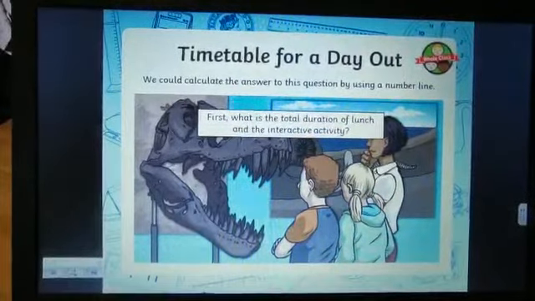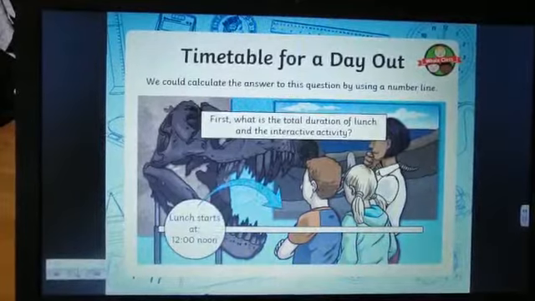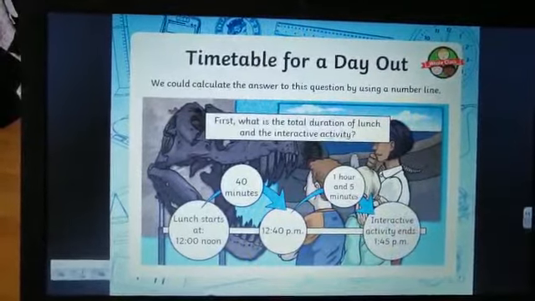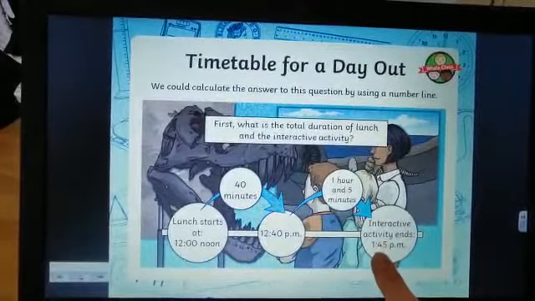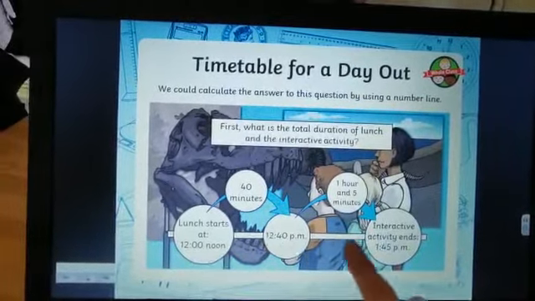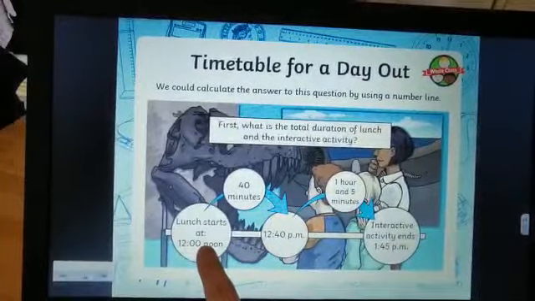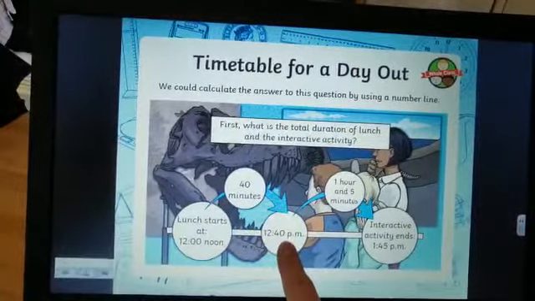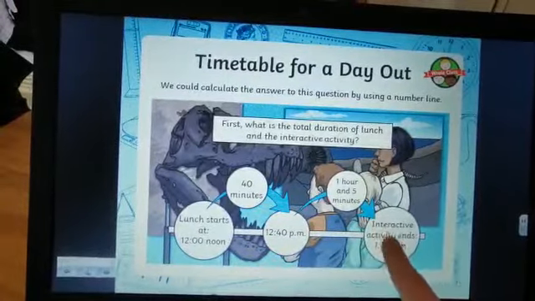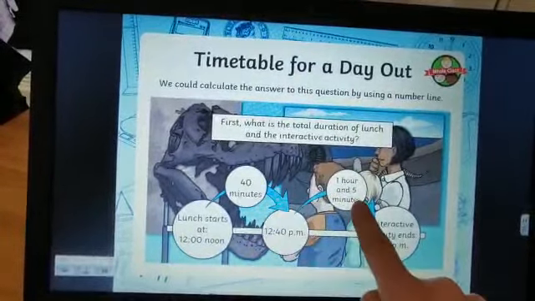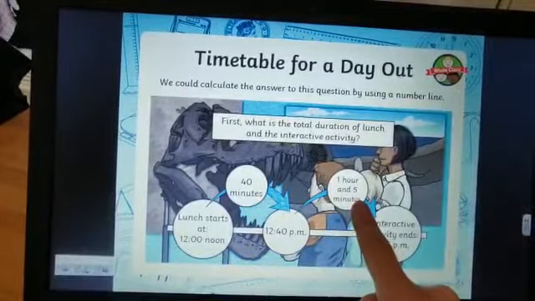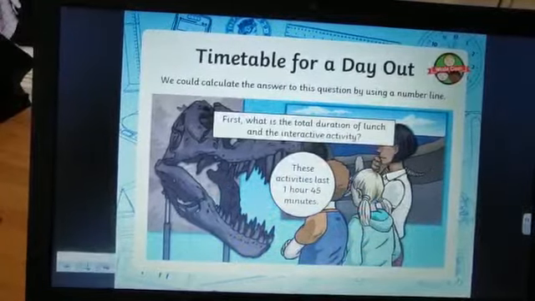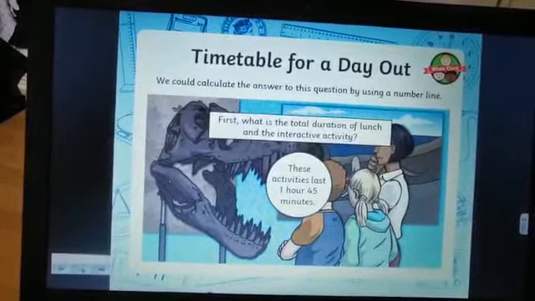First, what is the total duration of lunch and the interactive activity? Here we are using our number line again. Lunch starts at 12 noon. The interactive activity ends at 1:45, so I need to get from 12 noon to 1:45. So we've done exactly the same again. We've taken it to 12:40 p.m. and then to 1:45 p.m. because those are the two activities. That's how long they lasted. So then we add them together. 1 hour and 5 minutes, add 40 minutes, is 1 hour and 45 minutes.